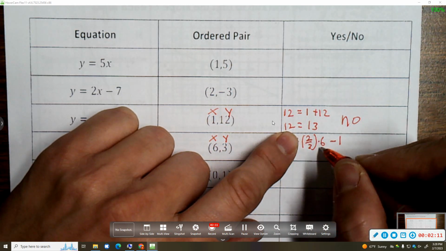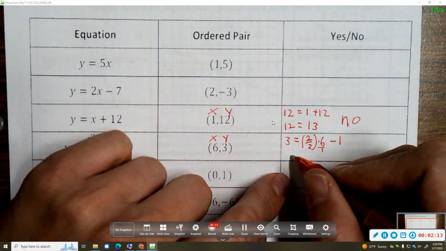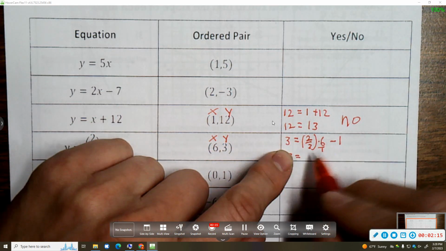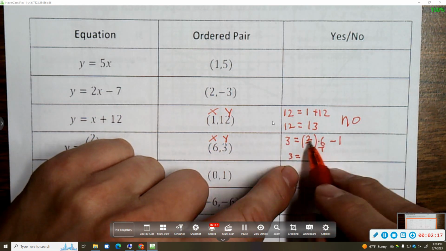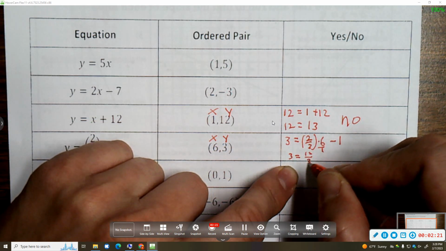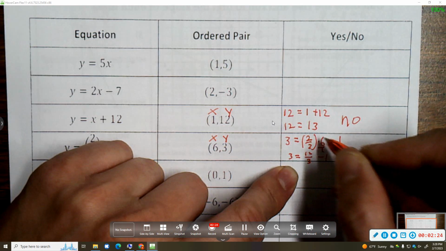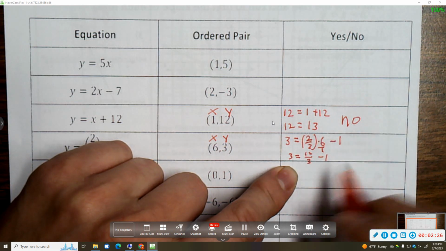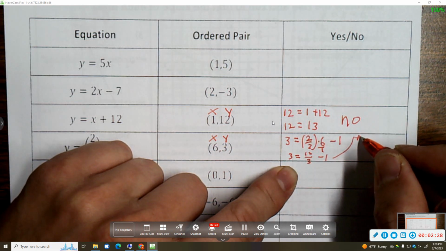Multiplying the fraction, I have 3. I'm just rewriting and doing some math here. 2 times 6 is 12. 3 times 1 is 3. Minus 1. Again, I just multiply this part here and I got 12 over 3. And then here, I'll rewrite my work right there.